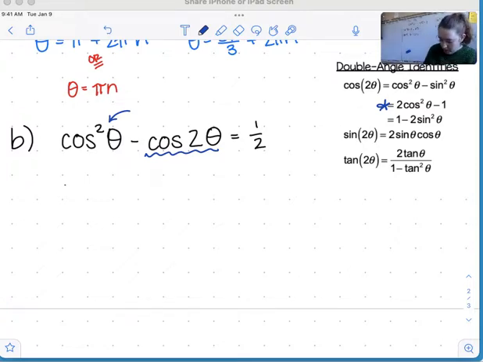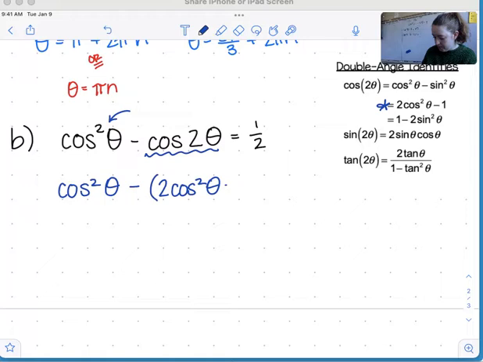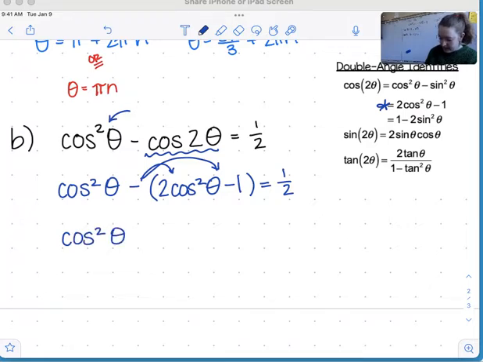All right, so we're going to keep cosine squared the way it is, minus. And I'm going to put parentheses here so that way I don't lose that negative at all. So cosine of 2 theta is 2 cosine squared minus 1 equals 1/2. We need to make sure to distribute that negative on through. So we've got a cosine squared minus 2 cosine squared plus 1 equals 1/2.